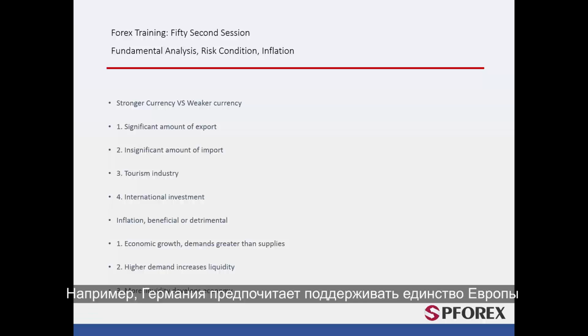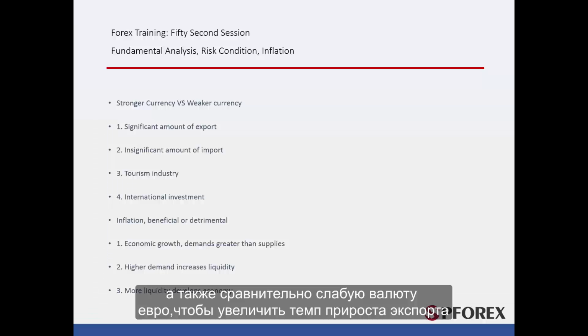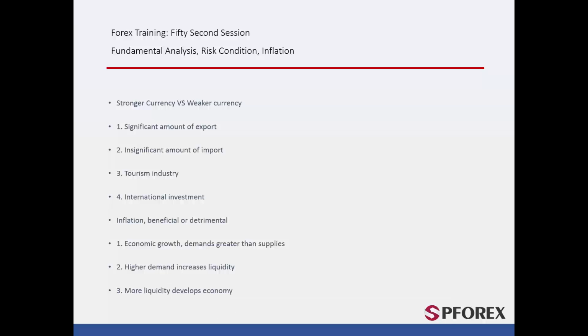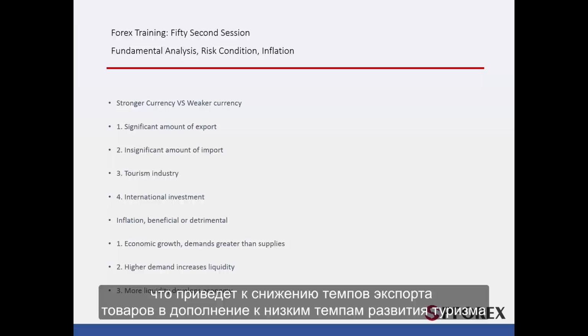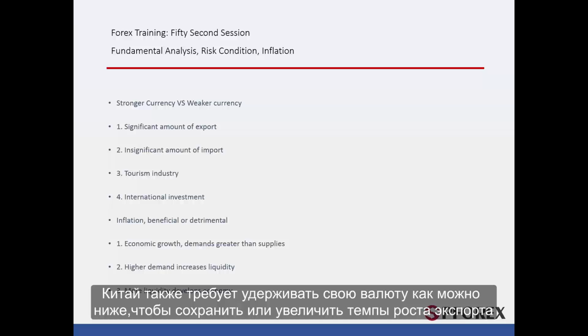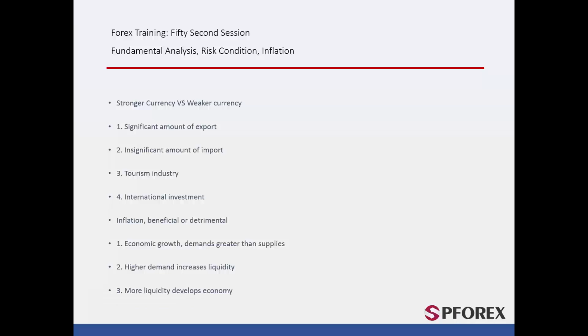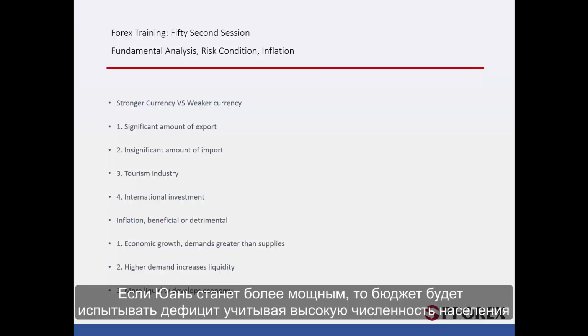For example, Germany prefers to maintain the European unity as well as weaker euro currencies, comparing with other major currencies to increase its exporting rate. If the euro currency project fails, then the Dutch currency, mark, would increase considerably, which will result in a lower rate of exporting goods, in addition to a lower rate of tourism travel. China requires to keep its currency as low as possible, to maintain or increase its exporting rate too. If yuan becomes more powerful, there would be a budget shortage, considering a high population rate.